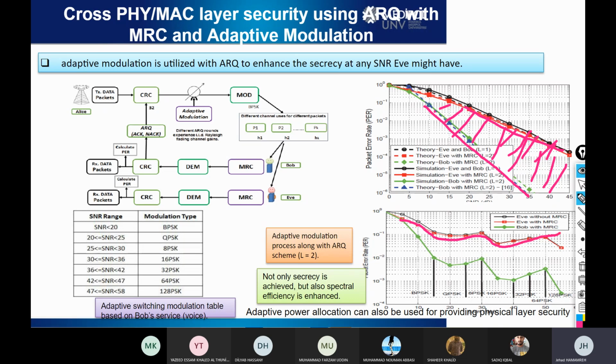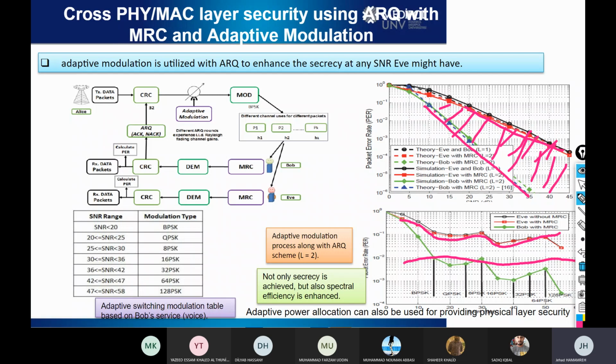We just optimize our transmission to allow Bob only to get the data successfully, but prevent Eve from decoding or detecting the data correctly. So this is the threshold line, and as you can see, Bob is below 10 to minus 2, which means he can receive voice communication. Eve is above 10 to minus 2, which means he cannot receive voice communication.